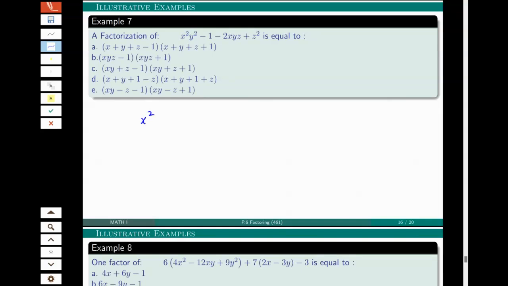Now I have here x squared times y squared minus 1 minus 2 times x times y times z plus z squared. Here we have 1, 2, 3, 4 terms, so it's by grouping, but the grouping will be first x squared y squared minus 2xyz plus z squared minus 1. These three terms are one group, and minus 1.